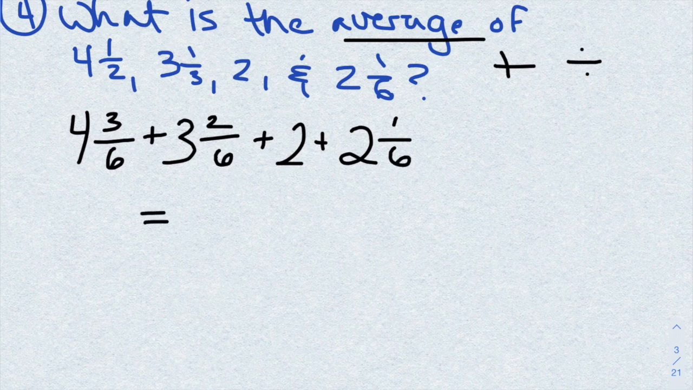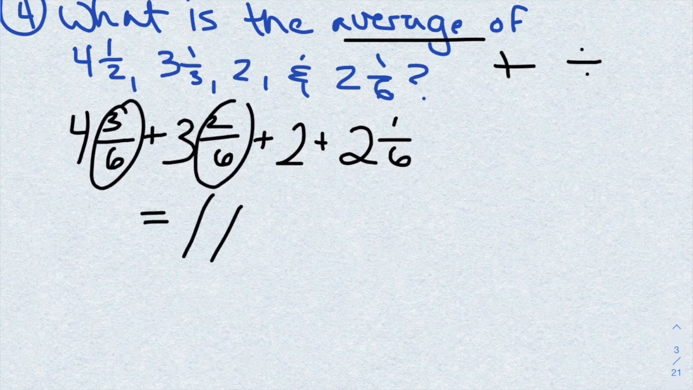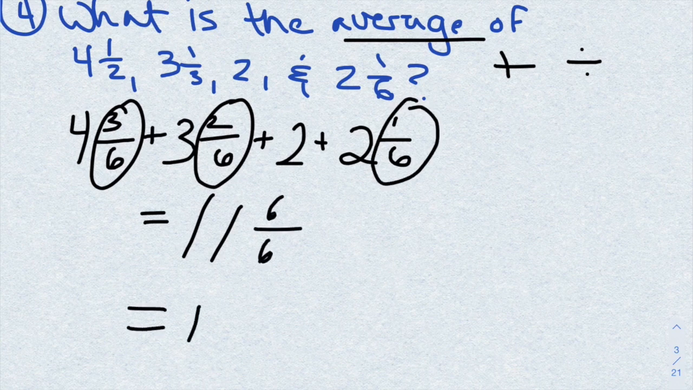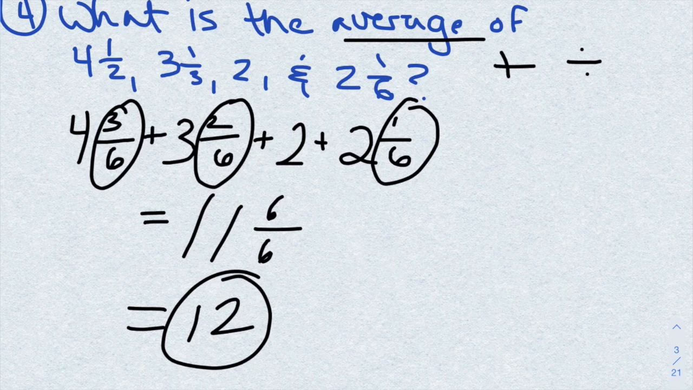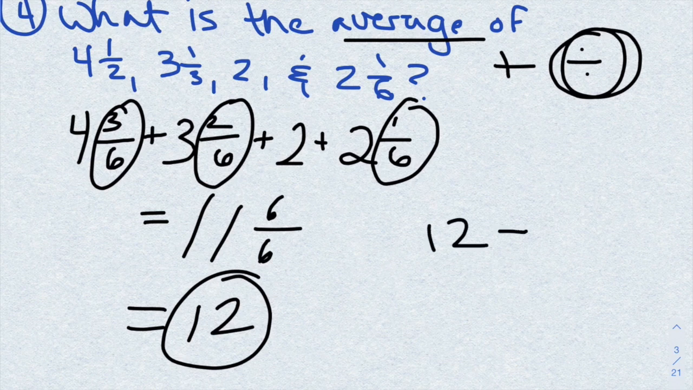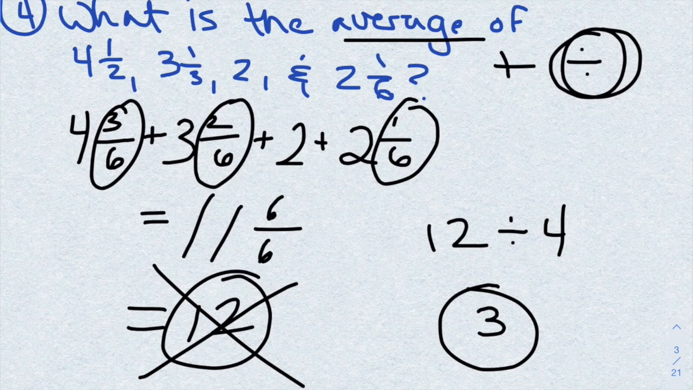Then I'm going to add up my whole numbers first. So 4 plus 3 plus 2 plus 2 gives me 11. And then my fractions, 3/6 plus 2/6 plus 1/6 gives me 6/6. I simplify and get 12. But actually, this is not my whole answer because I still have to do my division. 12 divided by 4, because I have 4 numbers, and my actual answer is not 12, but 3.